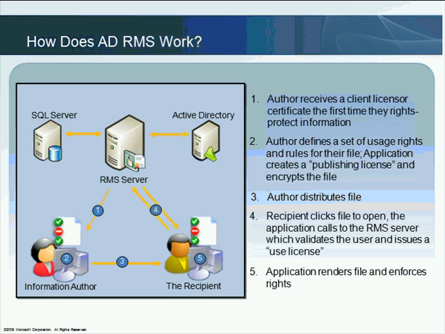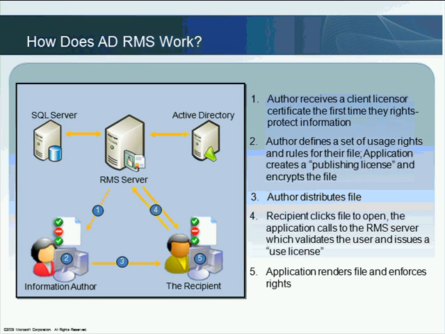Firstly, the author receives the client license certificate the first time they write protected information. So the first time I select any template, I get a certificate from my RMS server, which is a client license certificate specific to the user. The second step is the author defines a set of usage rights and rules for their file. The application creates a publishing license and encrypts the file depending upon the rights that you want to apply.